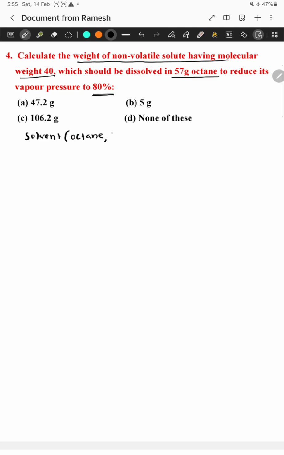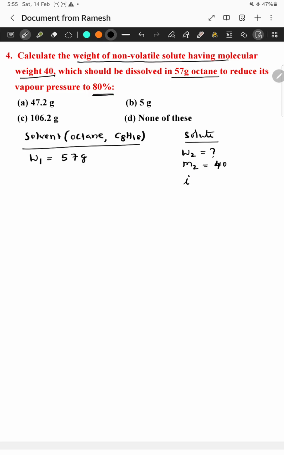So you remember octane formula will be C8H18. Now the solute, they have not given the name, so it is an unknown solute. So what are the given things? Mass of octane, that is solvent W1, 57 gram. The solute mass, that we have to find out, W2. Molar mass of solute M2 is given 40, so 40 gram per mole, that is molar mass. Then they have not mentioned name of solute, but they have given non-volatile solute. Therefore Van 't Hoff factor will be 1.